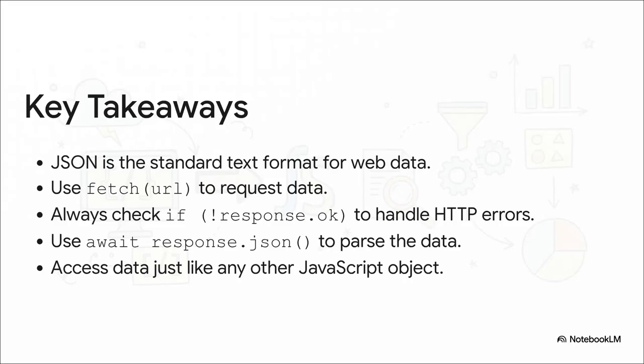So, to quickly recap the whole process, JSON is our data format. We use fetch to go and get it. We always check response.ok to handle any errors. Then we use .json to parse that data into a JavaScript object. And from there, we can access that data just like any other object in our code.